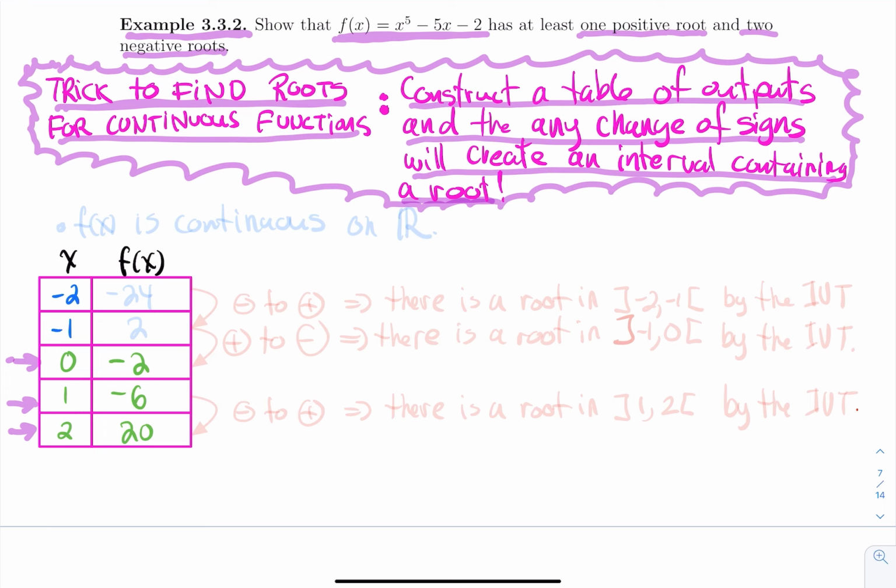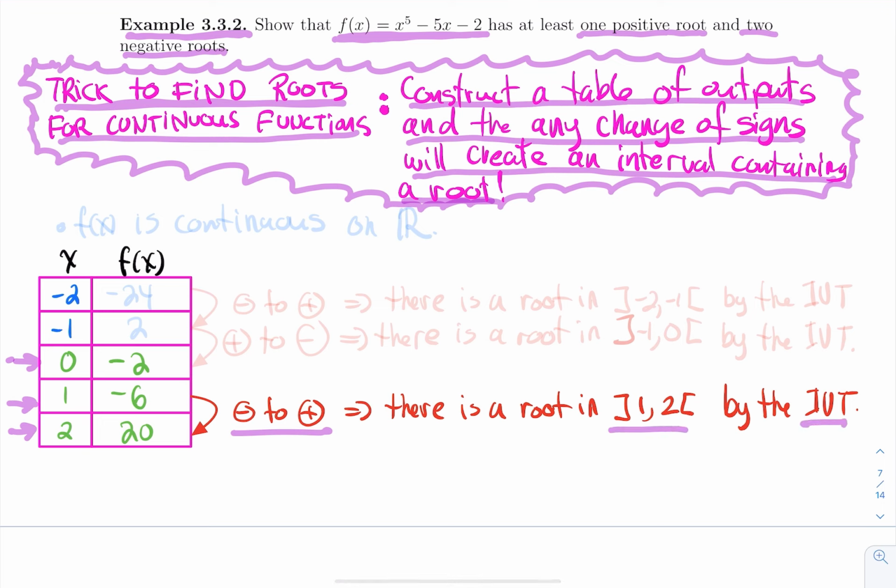Because you go from negative to positive, you're changing sign. So here we go, poof. We have a change of sign, from negative to positive. So there is a root in between 1 and 2 by the intermediate value theorem. Where is it? We don't know, but we know there's one in between. So we found our one interval where there's a root.